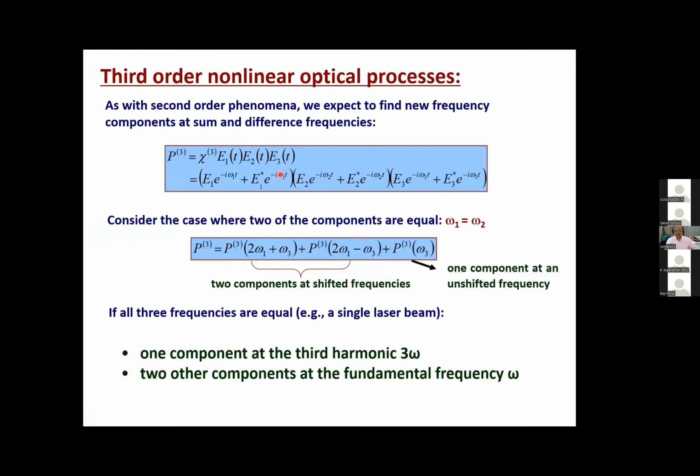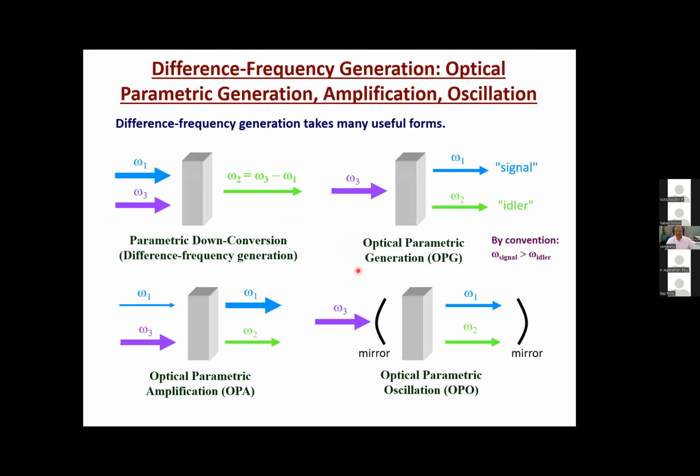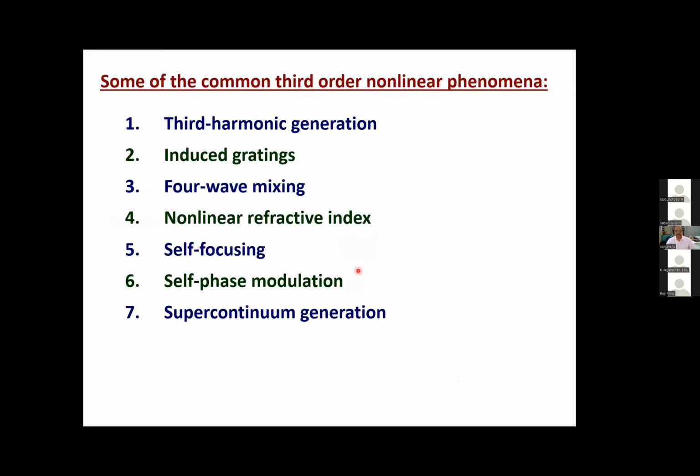So we come to the third order nonlinear optics part now. We have seen this part. I'll skip this. So we have also seen this. So what are the common third order nonlinear phenomena? Third harmonic generation, then you have induced grating, then you have four-wave mixing, then you have the nonlinear refractive index n2, or the self-focusing, self-phase modulation, supercontinuum. All these form a group of third order nonlinear optical phenomena.